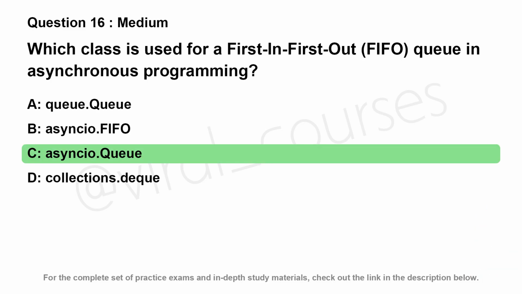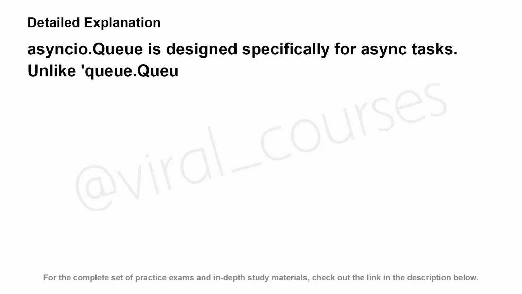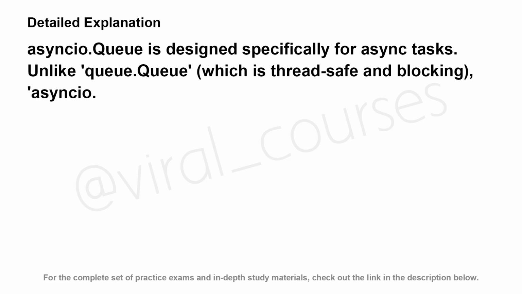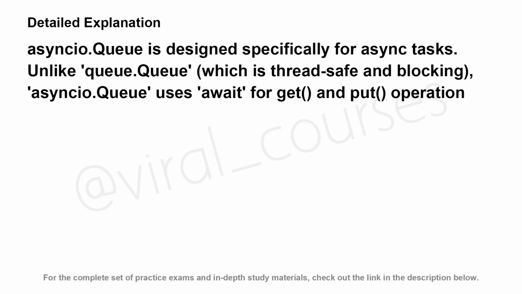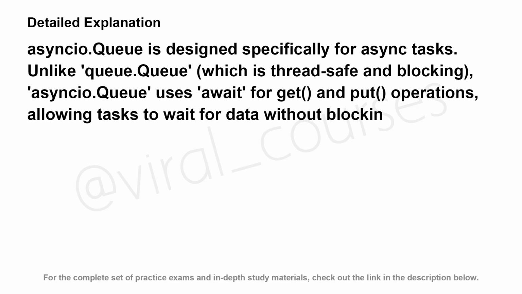The correct answer is C. asyncio.Queue is designed specifically for async tasks. Unlike queue.Queue, which is thread-safe and blocking, asyncio.Queue uses await with get and put operations, allowing tasks to wait for data without blocking the entire event loop.